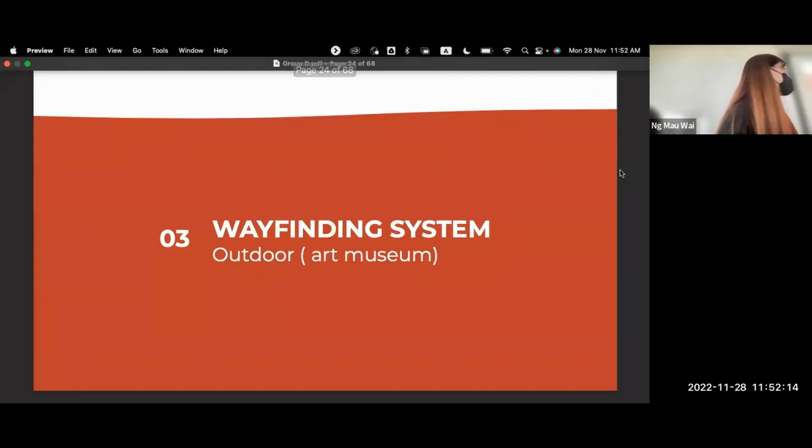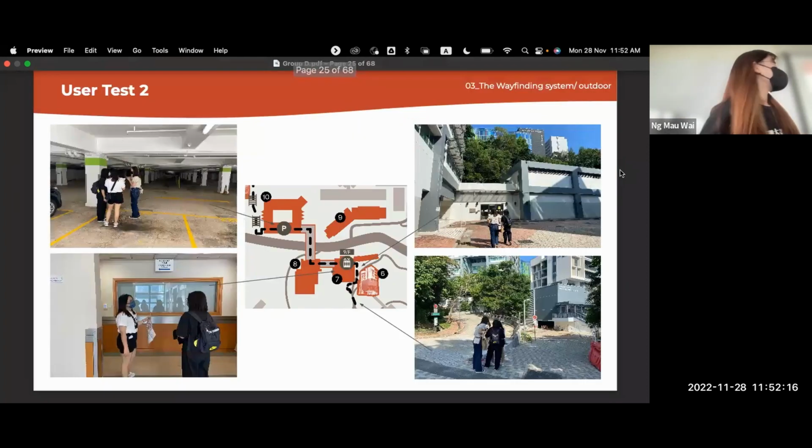So besides the locational map, as Ophelia just mentioned, to improve the wayfinding system to the Art Museum, we also designed outdoor signage and indoor signage. So now I will talk about the outdoor signage first.